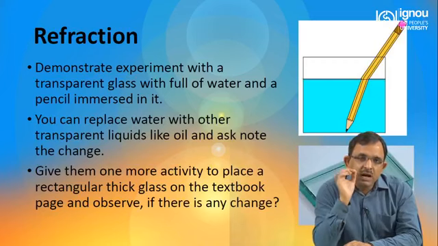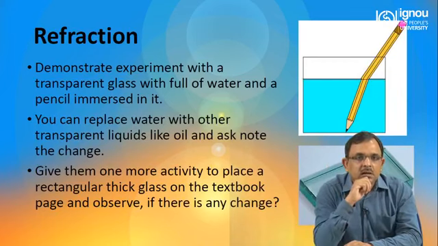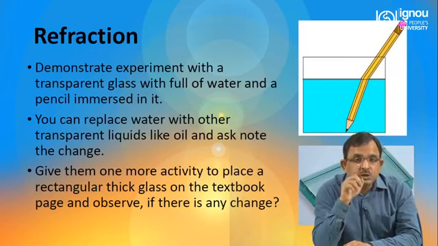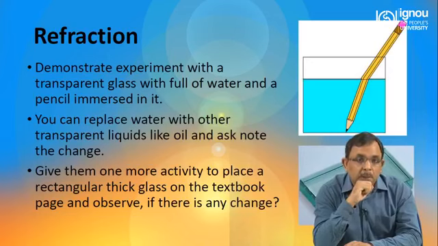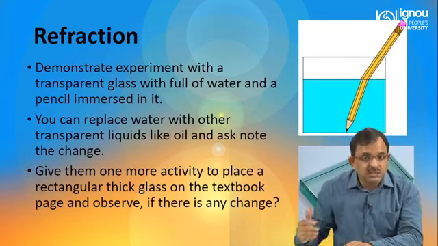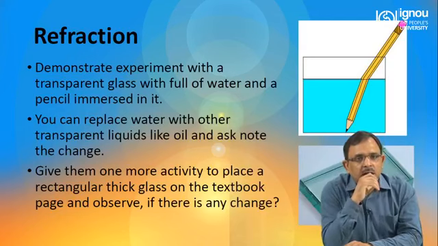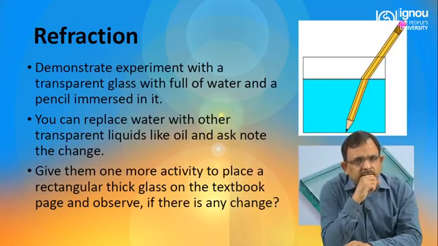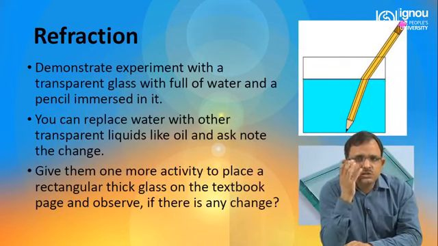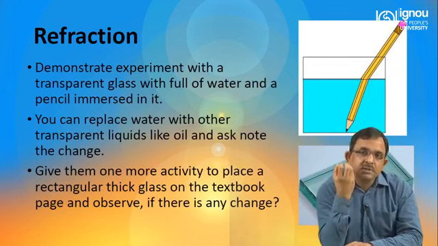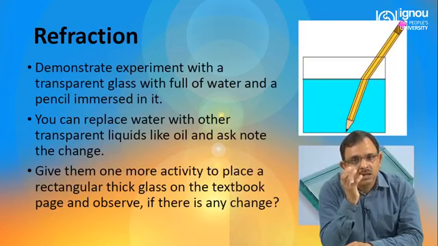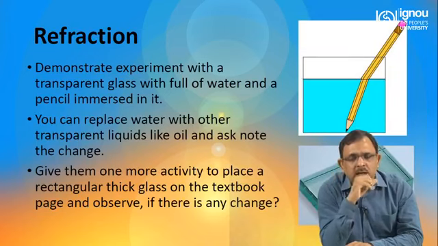The phenomenon related to lenses is called refraction. Because in a mirror, light does not pass through the mirror, it just gets reflected by the mirror. But in lenses or in other transparent media, light passes through the medium. How can you introduce this to your class? You just put a pencil in a glass or in a beaker which is filled with water and ask them to observe what is happening.